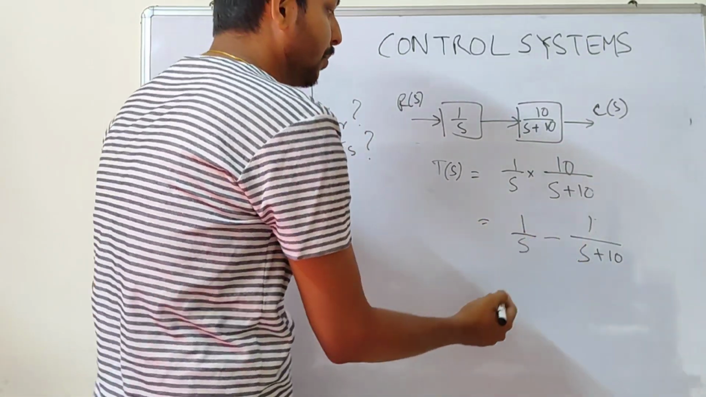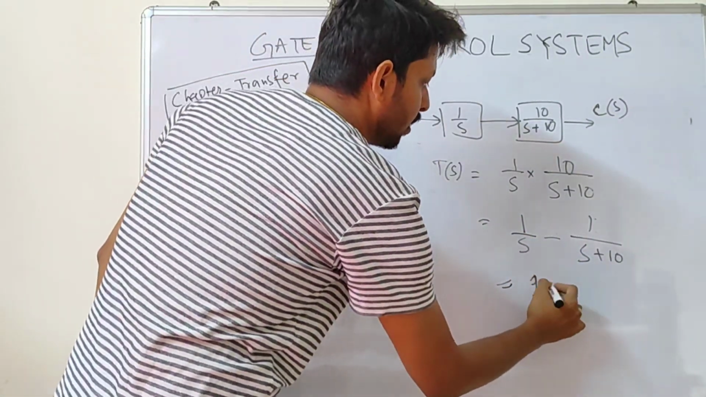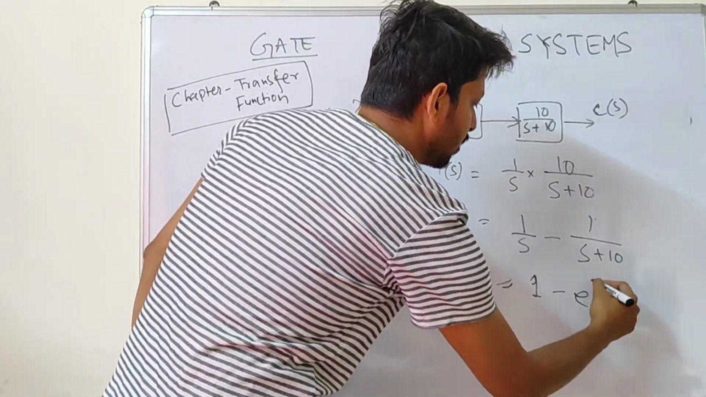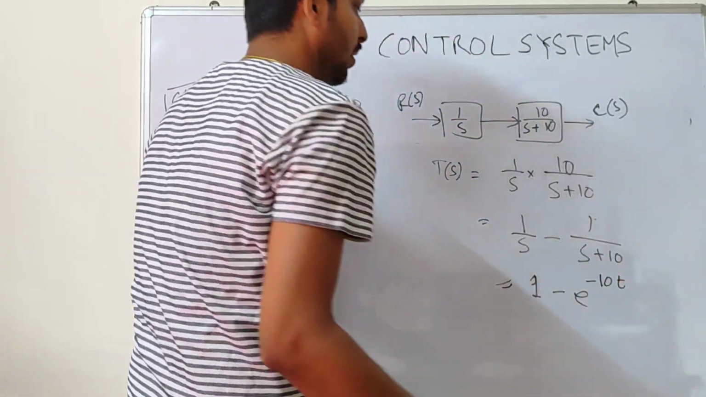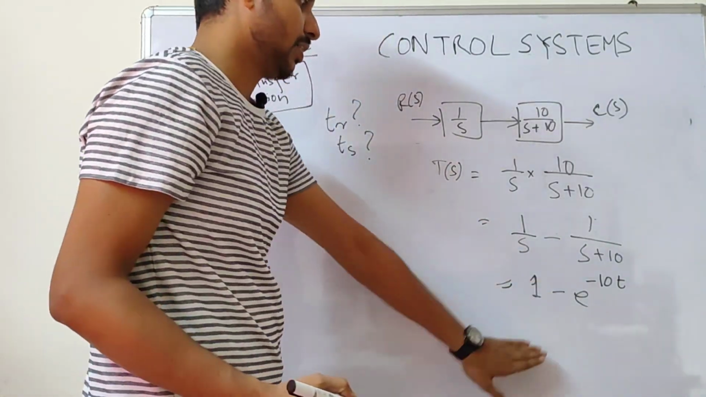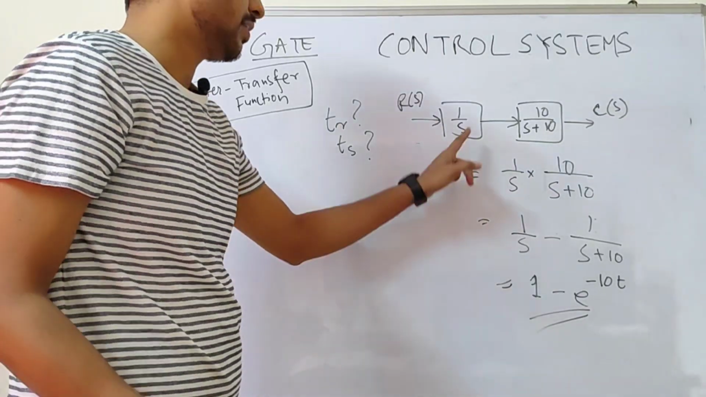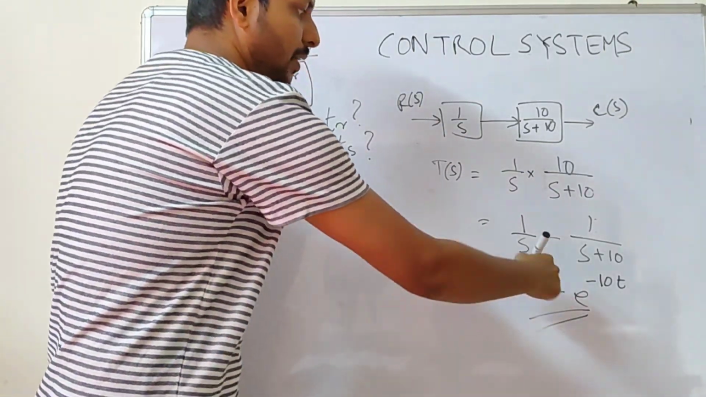And now converting it to the time domain is easy. 1 by s is 1, and 1 by s plus any coefficient becomes e to the power of minus that coefficient times t. So this is the transfer function in the time domain of this system.